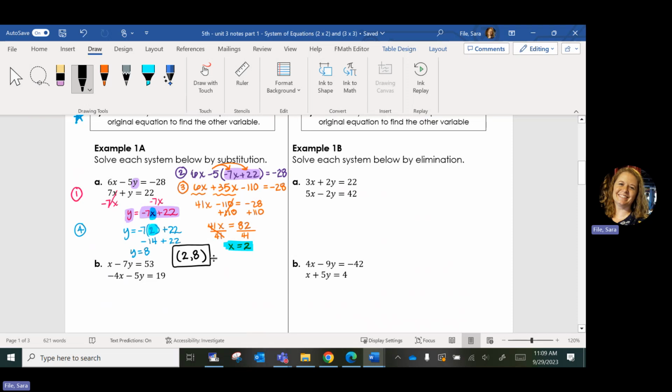Okay, now we're going to go over the elimination method, which the steps are written out there for you again.